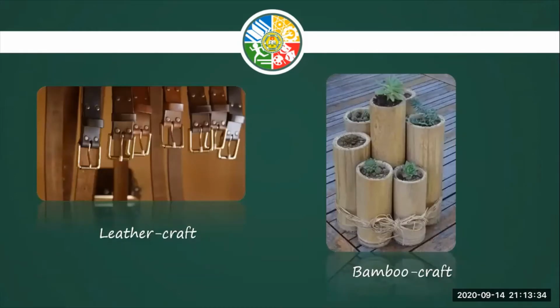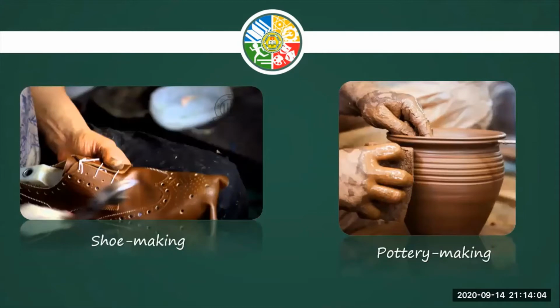Aside from those examples, we also have leather craft, which can also be considered as an industrial art because for our example here, we have a belt, and a belt can be used for human utility. Bamboo craft can also be considered as an industrial art because in our example, it is used for pots and pottery is more on decoration. For shoemaking, it can also be considered as a practical art because it is used by humans to make their life easier. Pottery making can be more on industrial art because it is used for mere decoration.